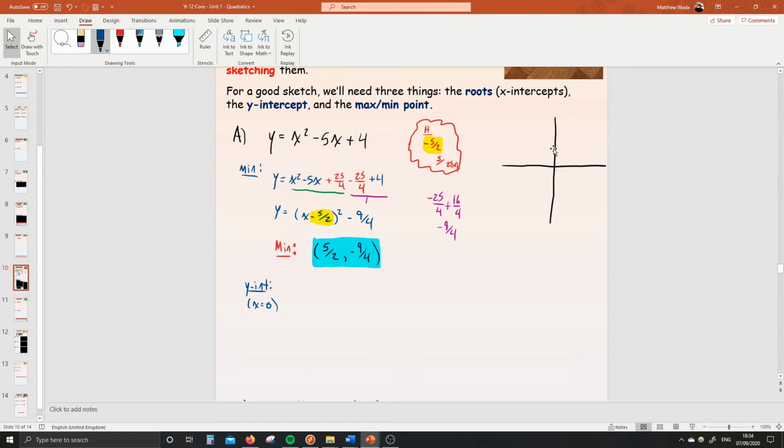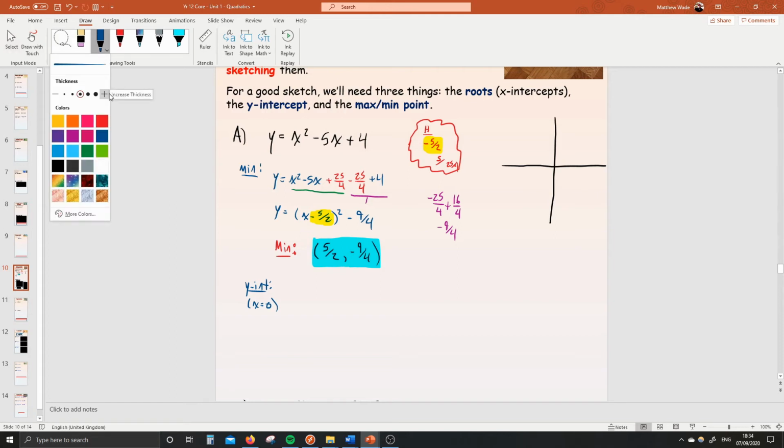So on the axis itself, it's 0, so it's x equals 0. Well, this should be so easy for us now. All we have to do is pop x equals 0 into the equation. I'd suggest the top one, the black one, because it's the easiest. So let's pop into it.